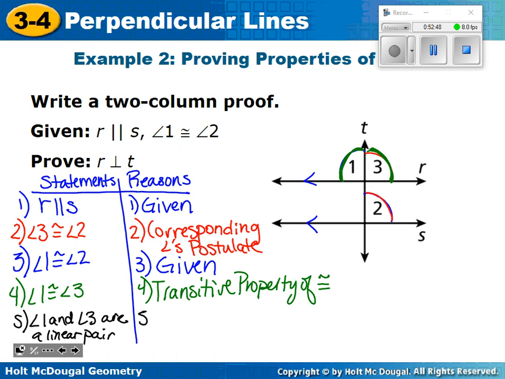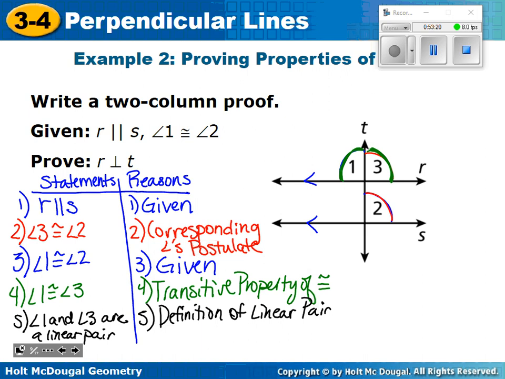What told us that they were a linear pair? Exactly, Ivan. When we looked at the picture, they were adjacent and they formed a straight line. And that is the definition of a linear pair. So number 5 should be definition of linear pair. If I'm stating they're a linear pair and I have a picture, it's because of the definition. The way they looked defined their status.